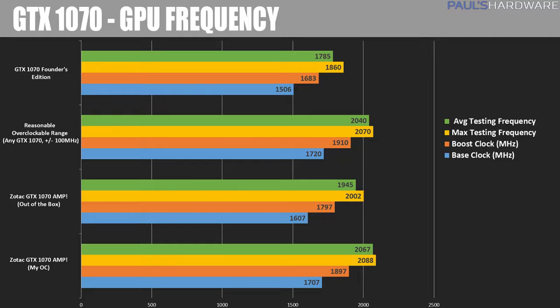So the way I look at it is every GPU has a minimum frequency, which for the GTX 1070 is 1506 MHz base clock, 1683 boost clock. Then there is what I call the reasonable overclocking range, which I usually determine by testing myself or reading reviews online. For the GTX 1070, about 2 to 2.1 GHz maximum boost is what most people can expect.